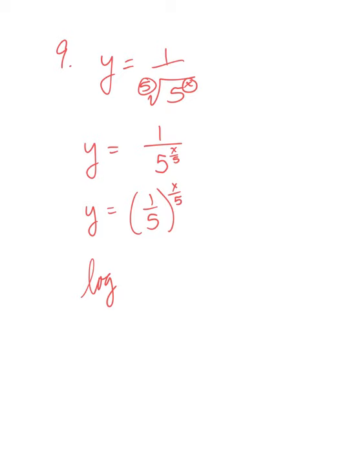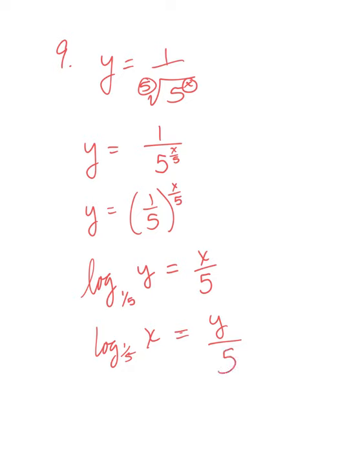The base is the guy holding up the exponent. The answer is the y, and the x over 5 is the answer to a log question. The exponent is always the answer to a log question. So then we're going to do log base 1/5 of x equals y over 5. You're switching the x with the y and the y with the x.